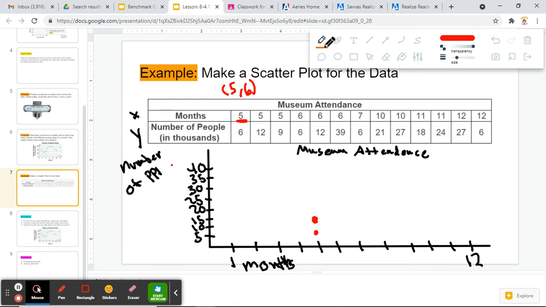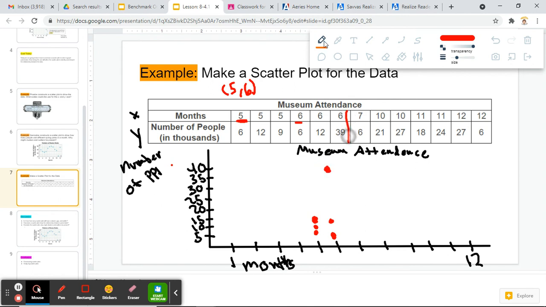All right, again, at 5, we again have 5 months going past here and 9,000 people here. So we'll have a 5 and a 9. It should be somewhere in between those two. Now we're getting on to 6. So over at 6 months, we have 6,000 people in attendance. So we could put a dot down here. Again, 6 months, 12,000 people in attendance. And then, big one here, 6 months, 39,000 people in attendance. So we're right up here.